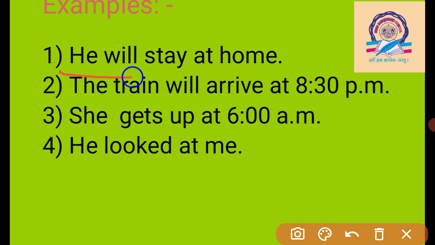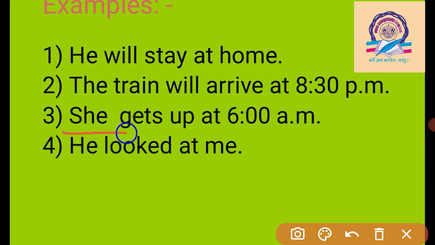He will stay at home. So here at home, a special location is given. He will stay at home. So home is a special location here. And the train will arrive at 8:30 p.m. So a fixed time is given. When a fixed time is given, at that time we have to use "at".